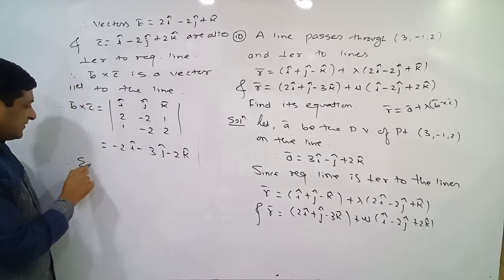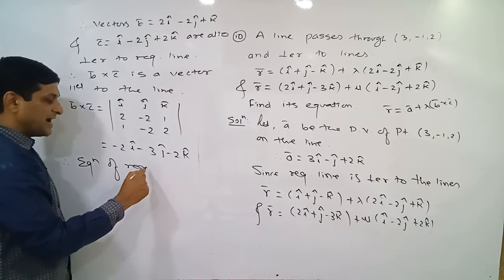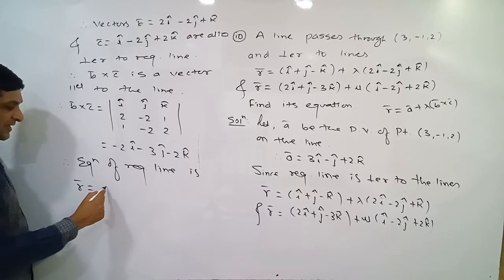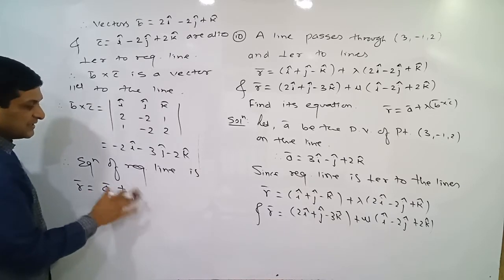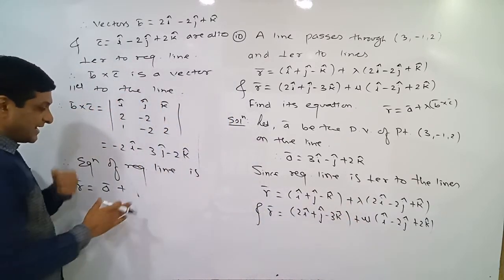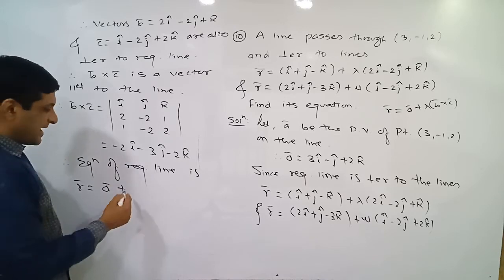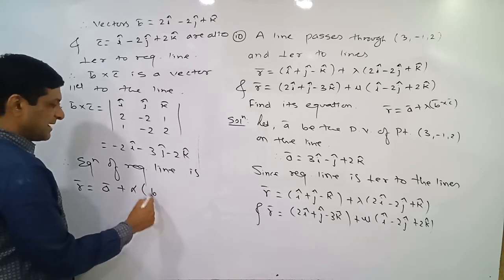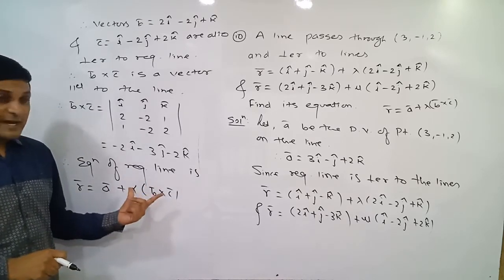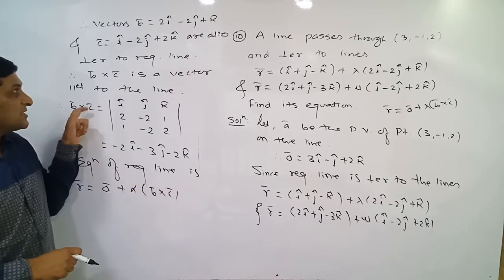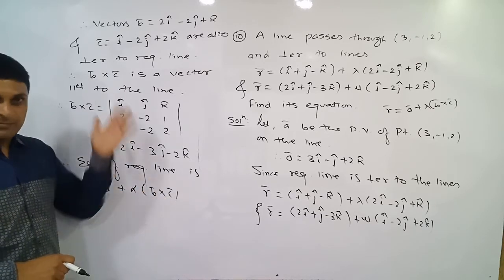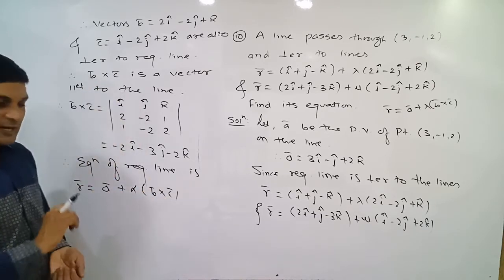So therefore the equation of the required line is r bar is equal to a bar plus a scalar times the vector. Here lambda is already used and mu is also used, so let us denote the scalar by another notation, say alpha, giving alpha times b bar cross c bar. Because a bar plus lambda b bar is our equation, but b bar is the vector parallel to the line. As it stands, the vector parallel to the line is b bar cross c bar. So instead of b bar, we are writing b bar cross c bar here.